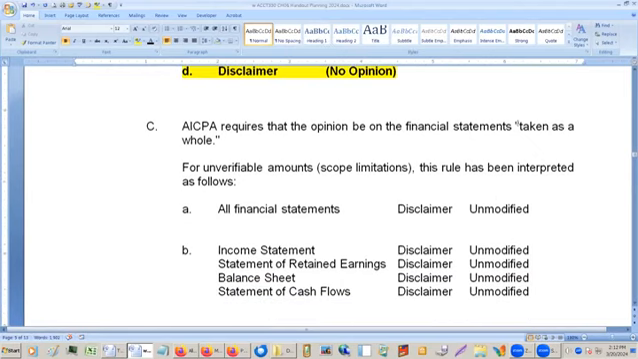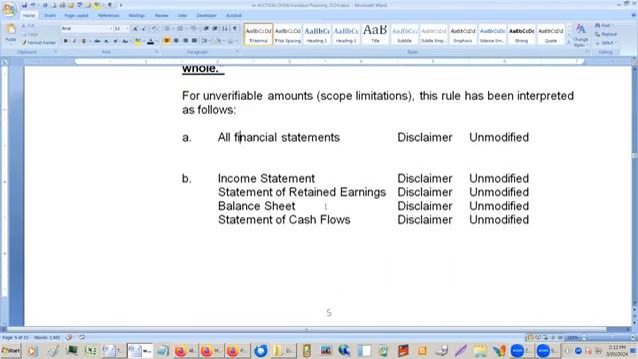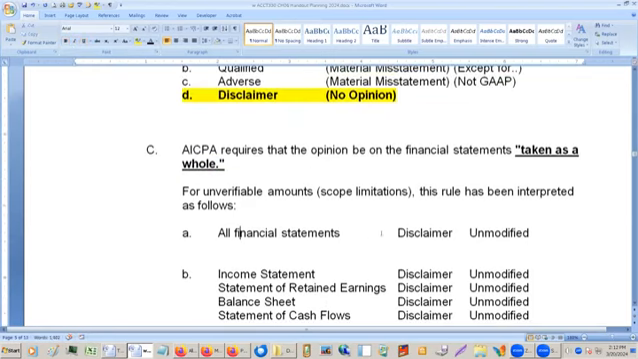Now, there is a little bit of a loophole. And this loophole comes from the phrase, statements taken as a whole. And this taken as a whole has been interpreted in two different ways. It could be all the financial statements, in which case you would give a disclaimer on all of them, all four of the financial statements.